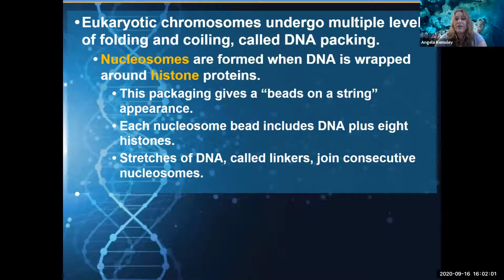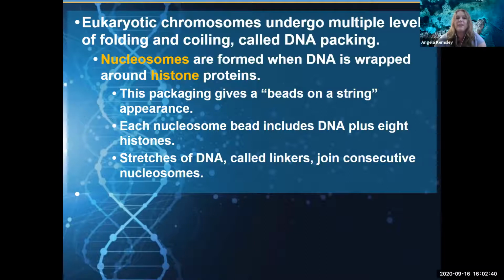Eukaryotic chromosomes undergo multiple levels of folding and coiling, which we call DNA packing. What's different here is we're not actually talking about changing the base coding or the sequence of the DNA. We're going to talk about other things we can do to DNA to change expression. For this next part, we're going to be talking a little bit about epigenetics. We're not changing the sequence of the DNA. We are doing other things to the DNA, which change gene expression. We refer to that as epigenetics. DNA packing is an example of this.